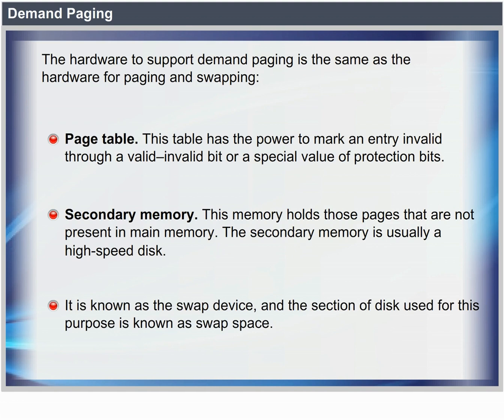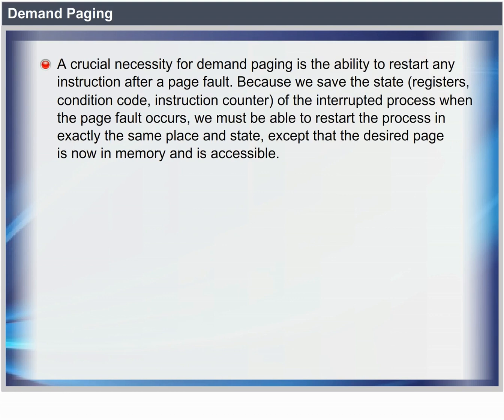A crucial requirement for demand paging is the ability to restart any instruction after a page fault. Because we save the state (registers, condition code, instruction counter) of the interrupted process when the page fault occurs, we must be able to restart the process in exactly the same place and state, except that the desired page is now in memory and is accessible.